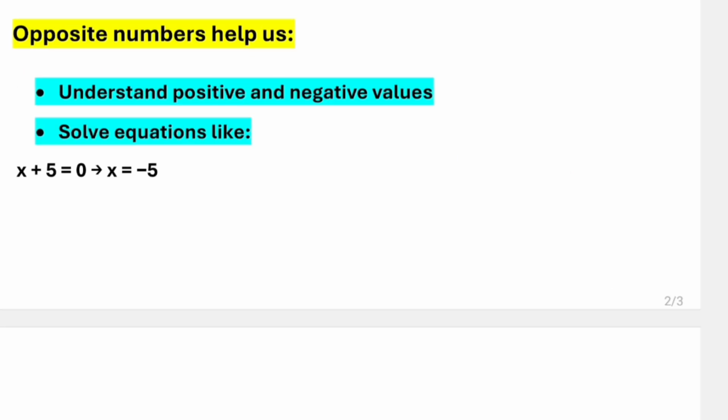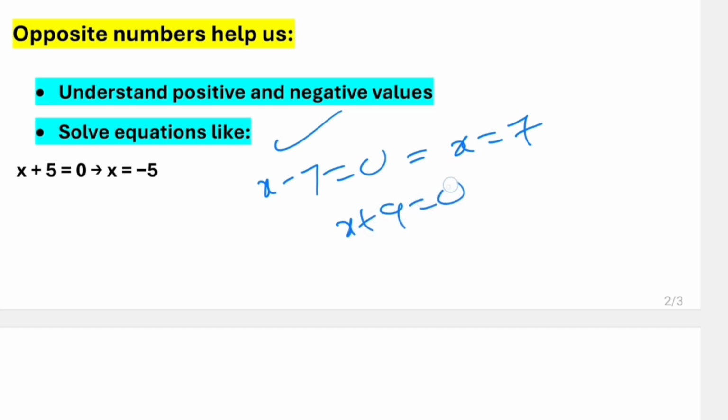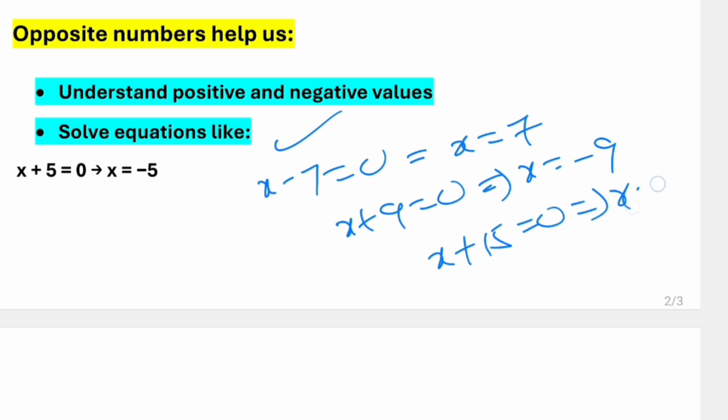And the next one is solving equations like x minus 7 is equal to 0. Therefore, x is equal to 7. x plus 9 is equal to 0. That implies x is equal to minus 9. x plus 15 is equal to 0. That implies x is equal to minus 15. In this case also, we require the idea of opposite numbers.